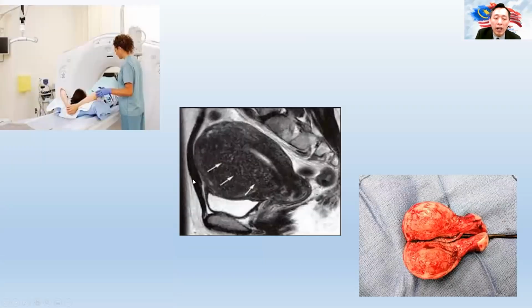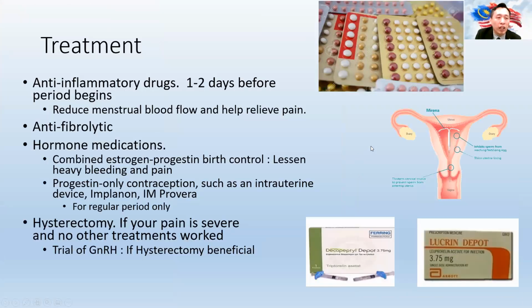So this is the MRI of the adenomyosis. You can see that the wall here is actually thicker compared to this wall here. This is a specimen of the adenomyosis. The uterus is enlarged. So for treatment, anti-inflammatory drugs 1 to 2 days before the period begins reduce the menstrual pain and also the menstrual flow.